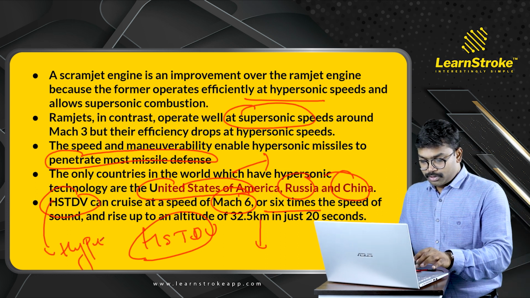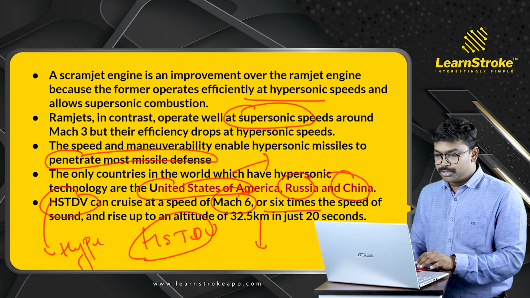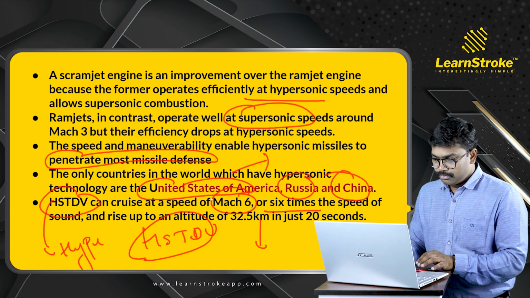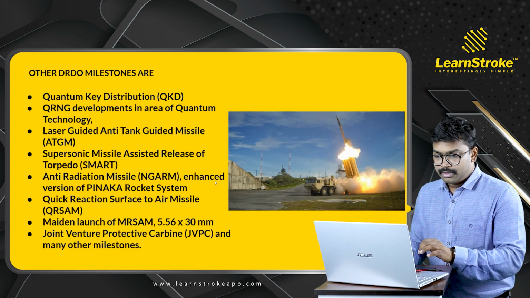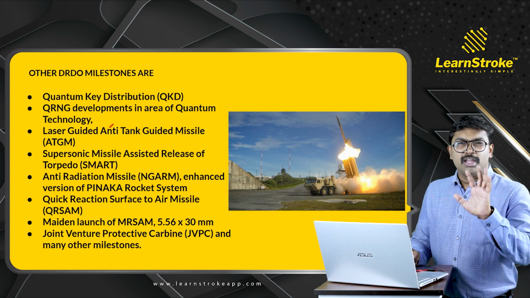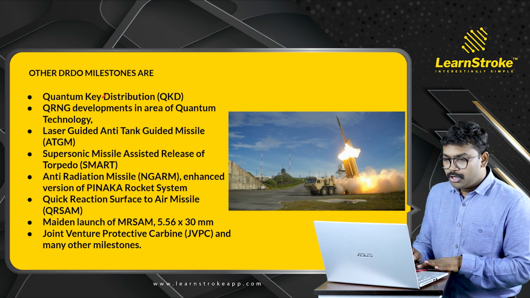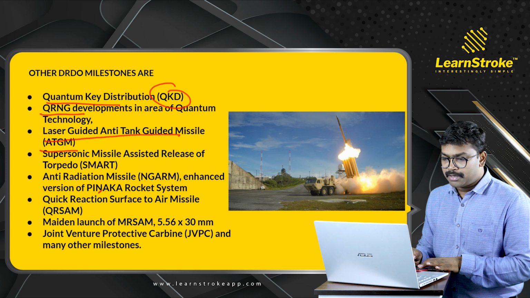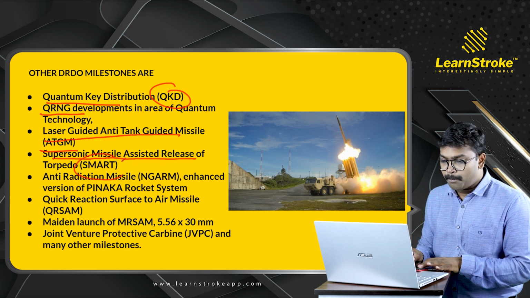And let's take a random look at DRDO's. Lot of things to remember. I think you don't have to remember all the names, but if you see something in the prelims paper, you should know all these names. Something called QKD, quantum key distribution, the QRNG, ATGM, the laser guided anti-tank guided missile, the supersonic missile assisted release of torpedo called SMART.